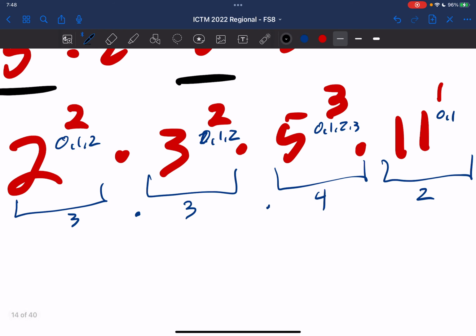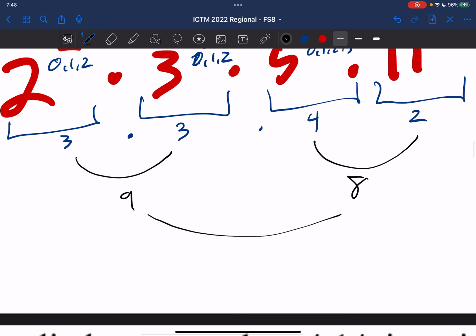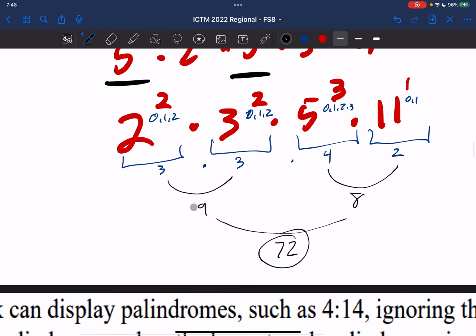So now we multiply these. So we get 9 here, and we get 8 here. And then when we multiply these, we get 72. So that's how many integral divisors there are, because we take the prime factorization and list out all the different possible power combinations from 0 on up to what we have.